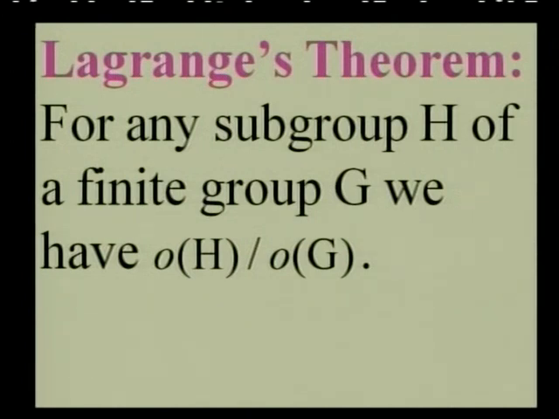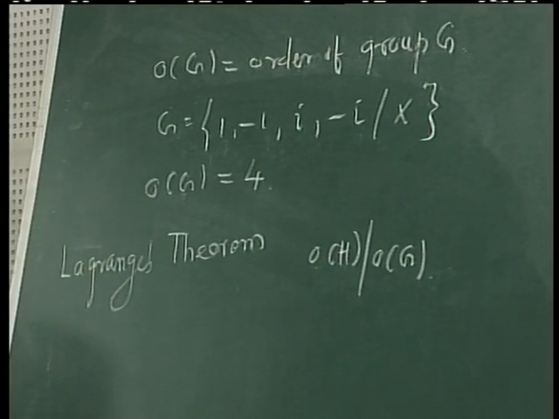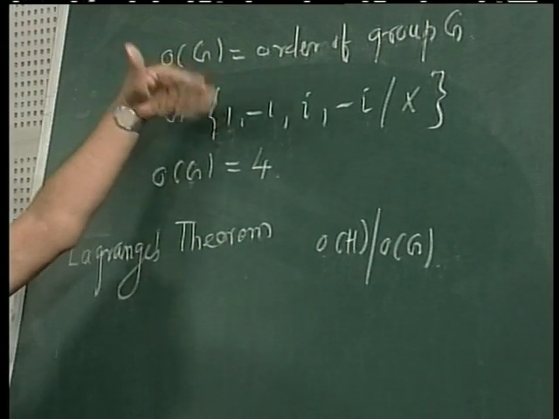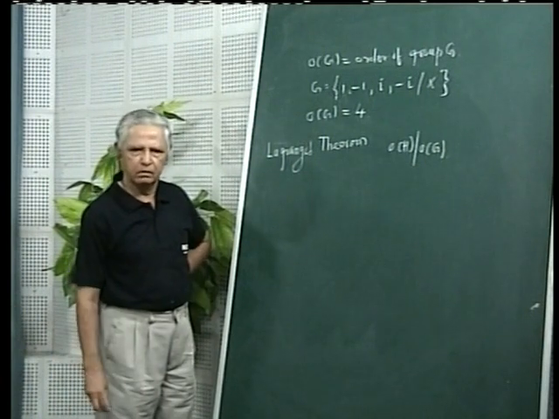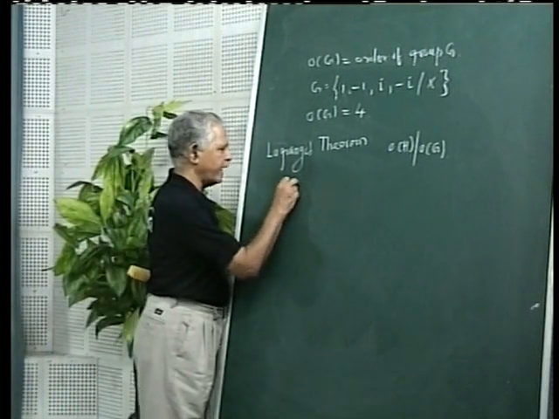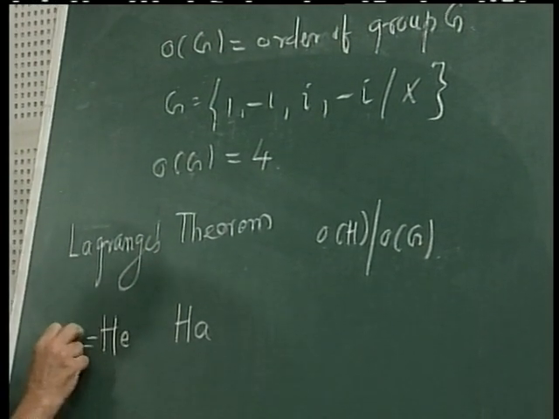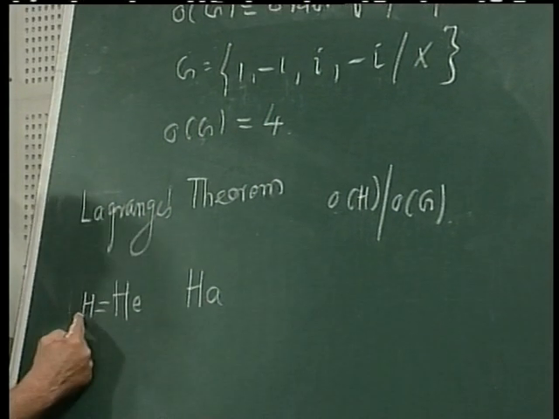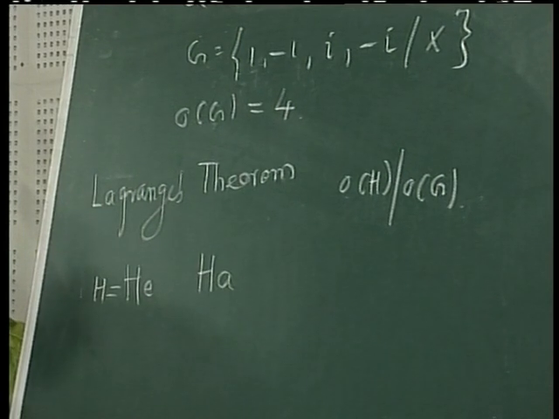We have order of H divides order of G. Now the proof is very simple. If we use the theorem just now we have proved. First we prove this result. Suppose I take two right cosets H and HA. Then we will show that subgroup H and the right coset HA, they have the same number of elements.